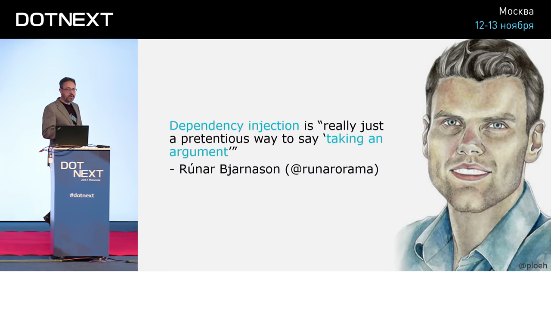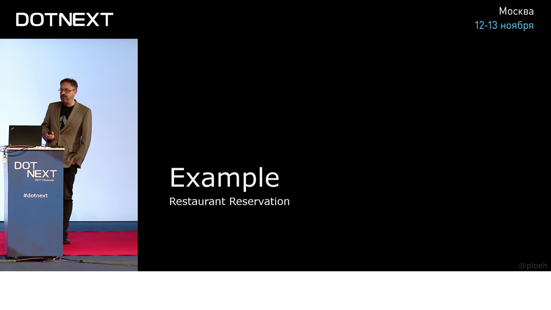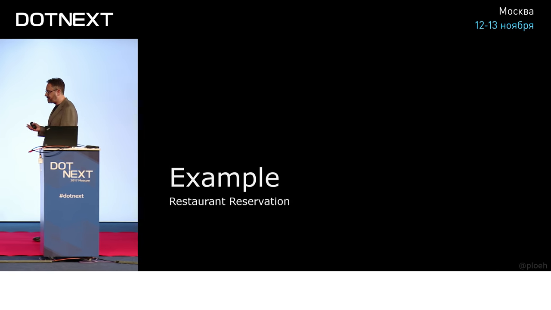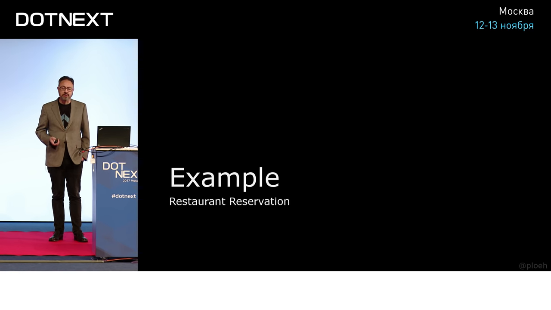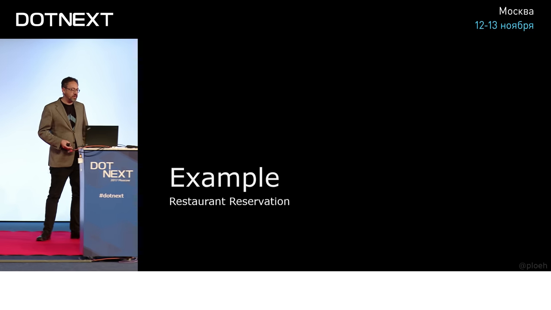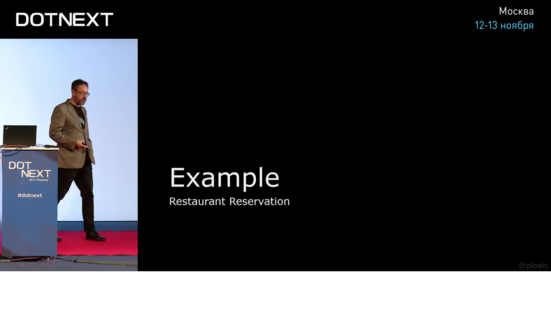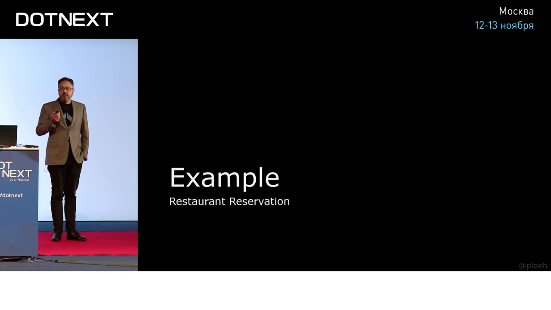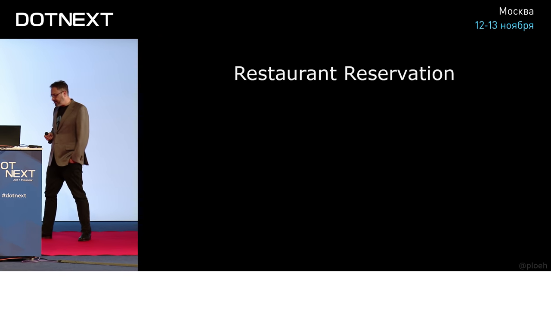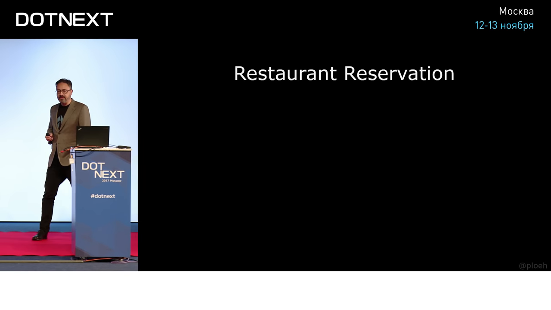In order to figure that out, I think we should look at an example. We're basically going to look at the same example scenario all the way through this talk. I'm going to show you the code in various stages and in various languages. So the scenario is my favorite scenario. It's an online restaurant reservation system.